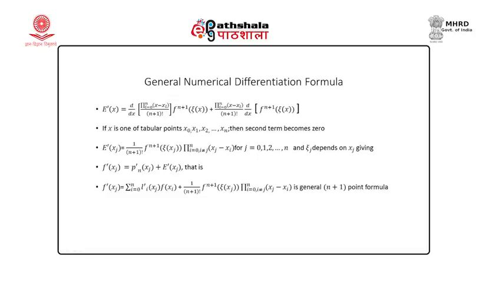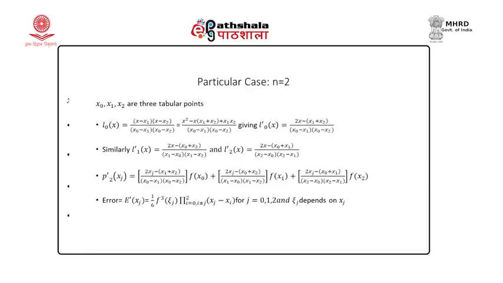So, now let us derive the particular case of this derivative, that is n equal to 2. So, we use this formula now for n equal to 2. So, first, let us derive the polynomial p 2 dash. P 2 dash is sigma L i dash x f x i. So, let us write L 0, L 1 and L 2 and differentiate.